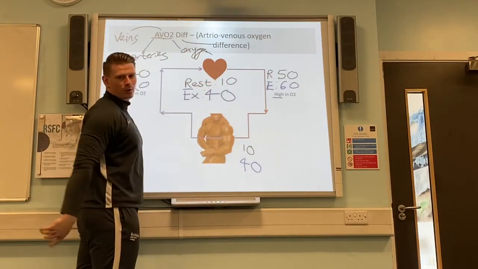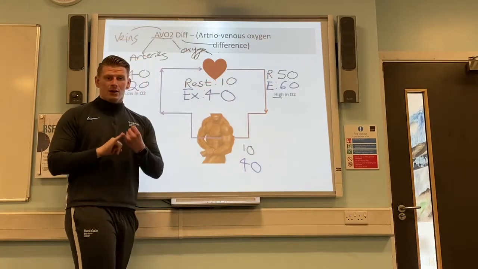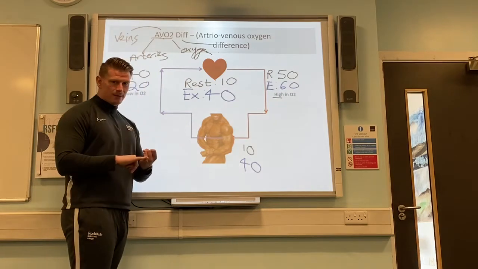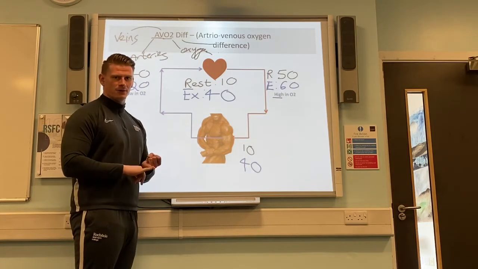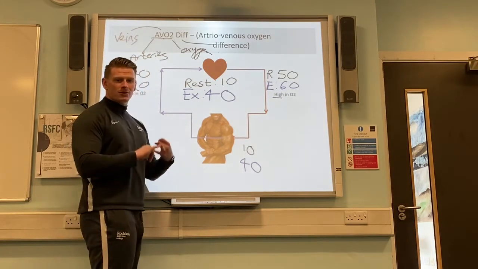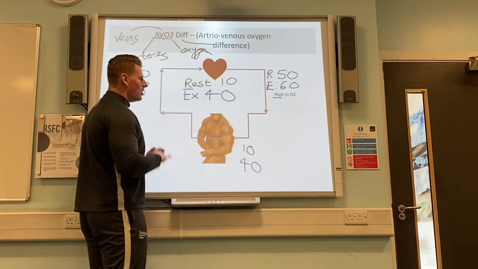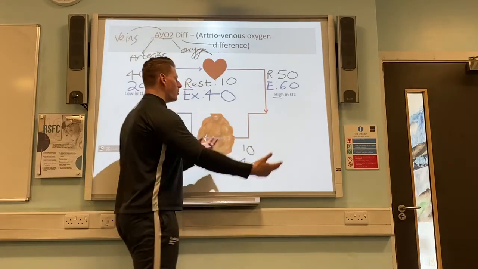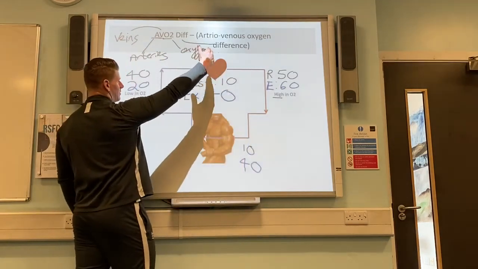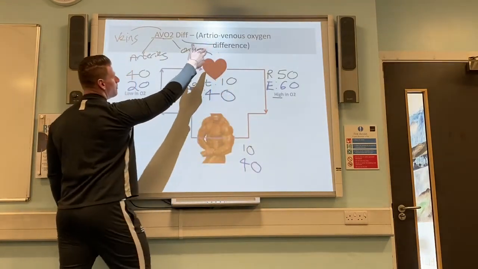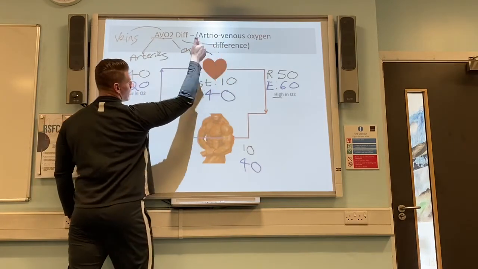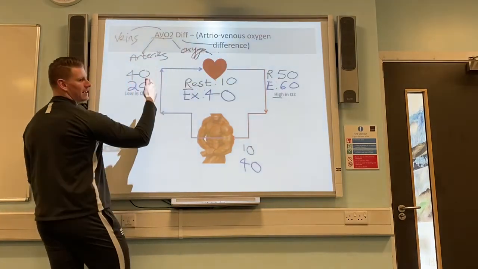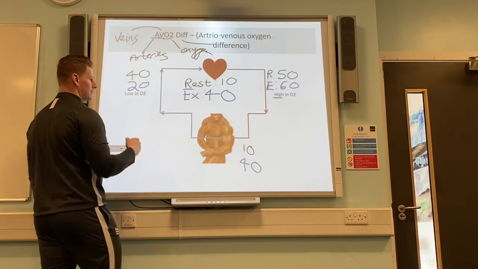Now the question might look one of two ways. It literally could just say, define the term AVO2 difference. It could also ask how does it change during exercise, but we're always going to give the benefits of it. So first of all, if we were to define it again one more time, it is the difference in oxygen content between the blood in the arteries and the blood in the veins.